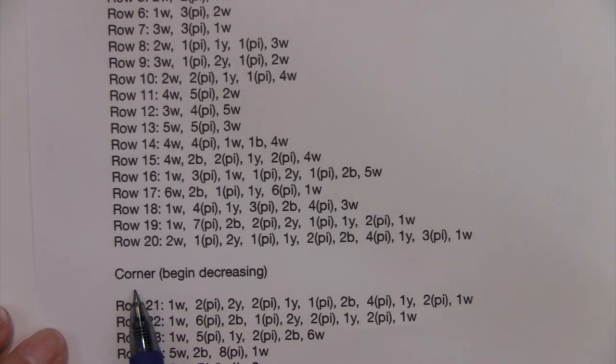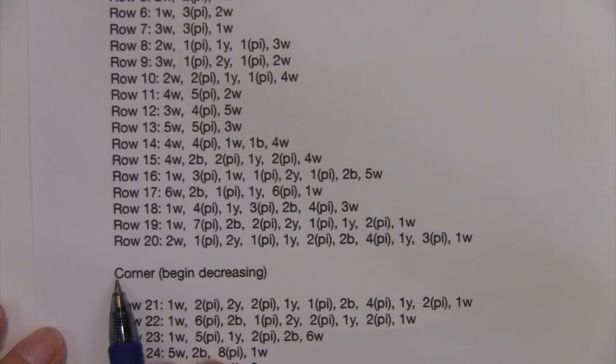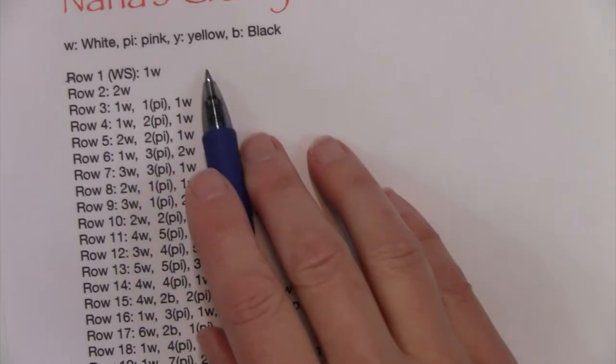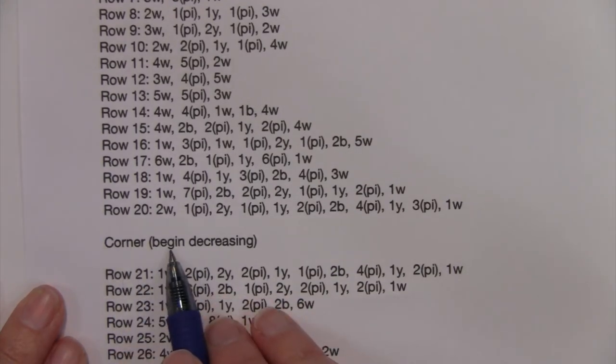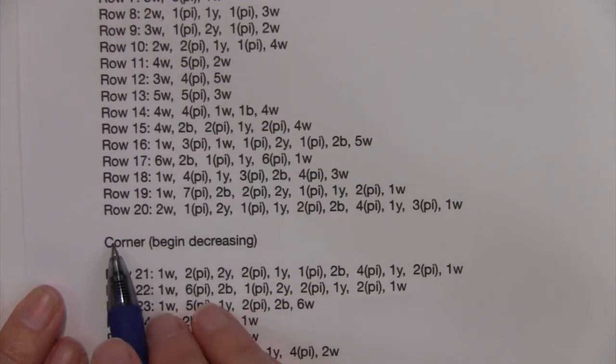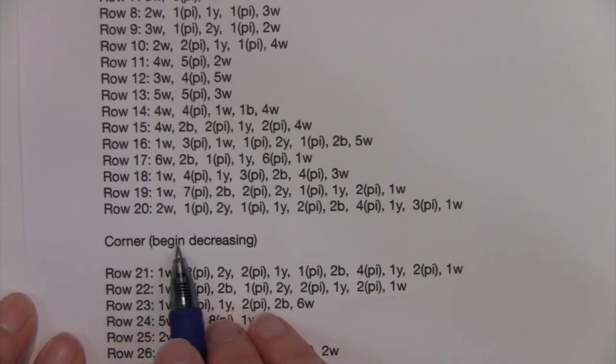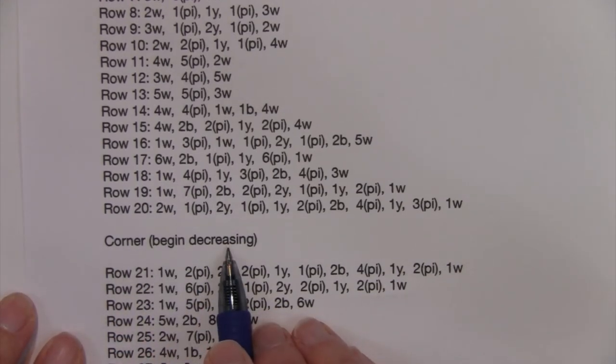Then, when you get to the decreasing, patterns are going to be different. Some people just say, increase rows. You know, these are my increase rows. Then they'll say begin decreasing or decrease rows. I typically show these as a corner, and then I'll give instructions that this is where you would begin decreasing.